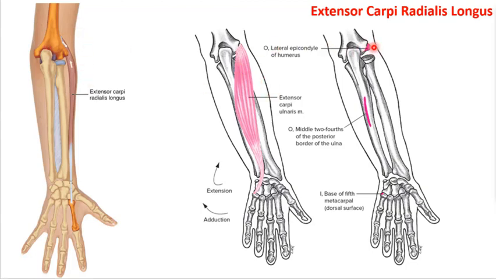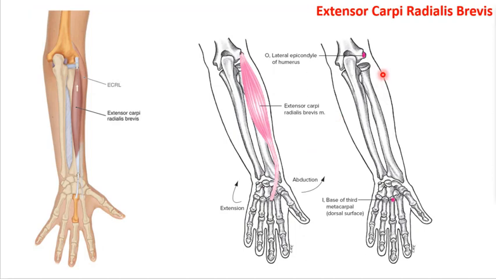It originates on the lateral epicondyle, now on the posterior side, and shoots back. And since it's radialis, it's going to stay on this side a little bit, but it's going to go over into the ulna over here, into the base of the fifth metacarpal. So then the brevis here is going to be a little bit more towards the thumb side.